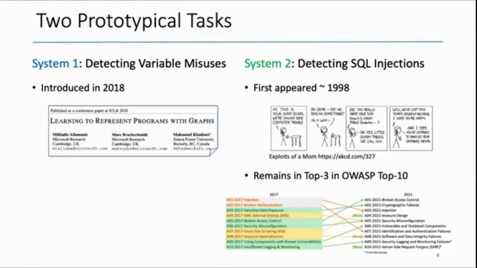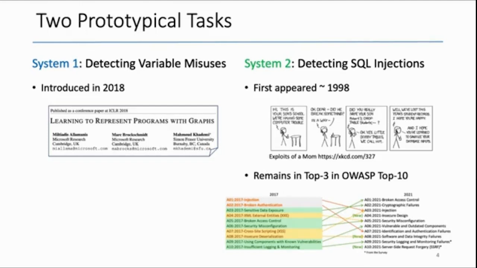On the other hand, the prototypical task that I like to talk about for System 1 is what is called detecting variable misuses. This was introduced in 2018 in a paper titled Learning to Represent Programs with Graphs. And I remember being distinctly and very pleasantly surprised by how one could even manage to formulate and check a problem like this.